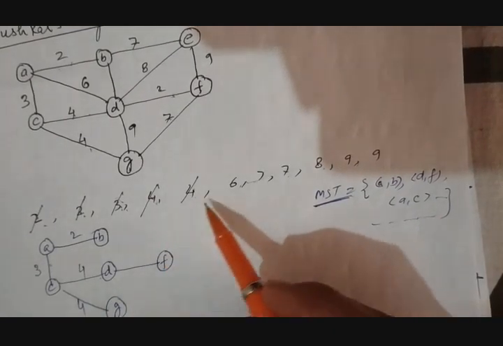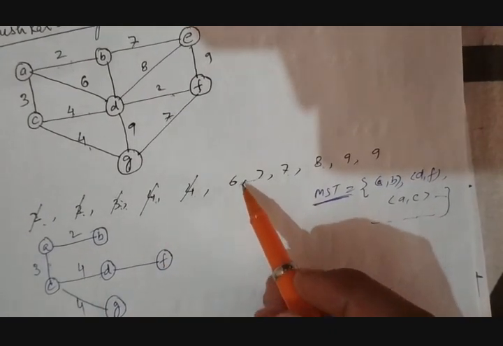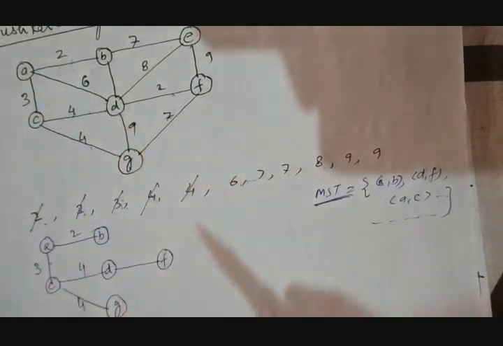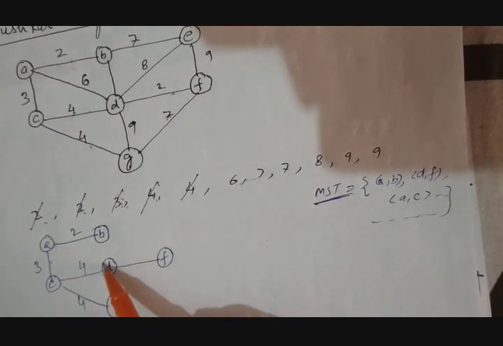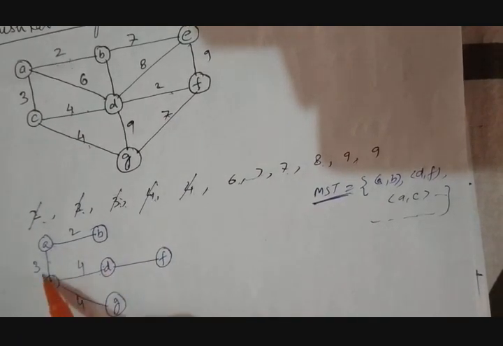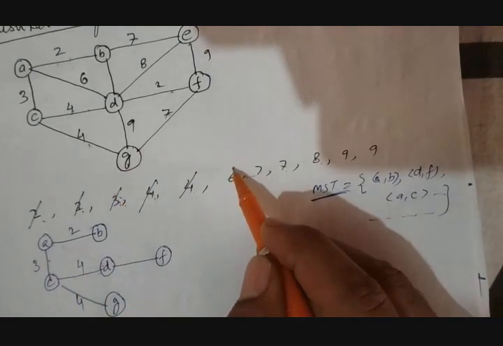Now just see, next is 6. There is only one edge of weight 6, A and D. If we add AD to this set, is this making a loop? Yes. If we add this AD, it will make a loop over here. So it will not be considered.